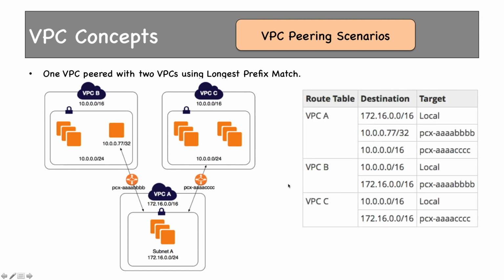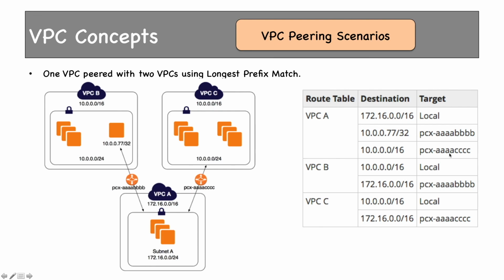This is the route table. Check the route table for VPC A. It uses longest prefix match. Traffic to instance 10.0.0.77/32 will use the peering connection between A and B as target. But to reach the more generic network address 10.0.0.0/16, traffic will be targeted to the peering connection between A and C.